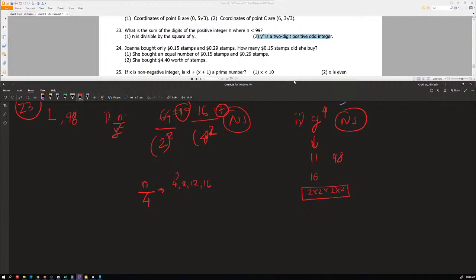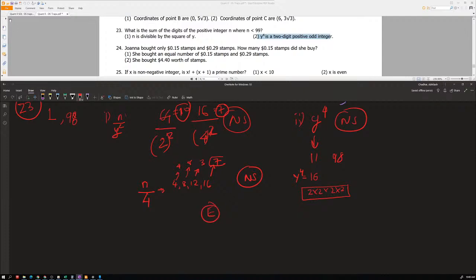In that case, the sum of the digits of n here is 4, the sum of digits is 8, the sum of digits is 3, and the sum of digits is 7. The sum of digits of a positive integer n less than 99 is not a unique value, so I say this is also not sufficient. So this is not sufficient, and that is also not sufficient, and even the combination is not sufficient. So we say that the answer is E.